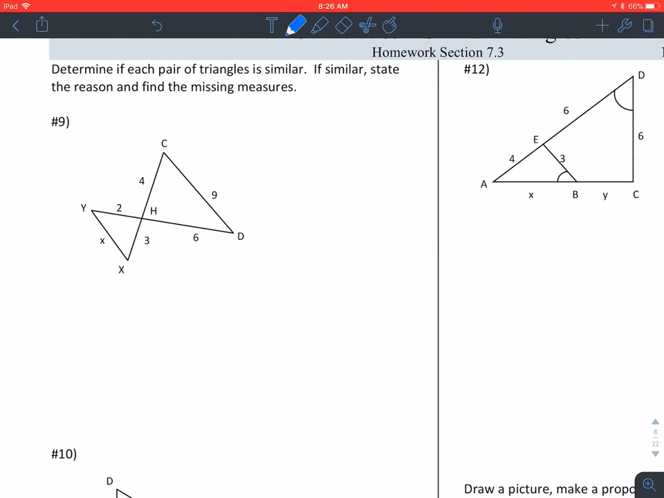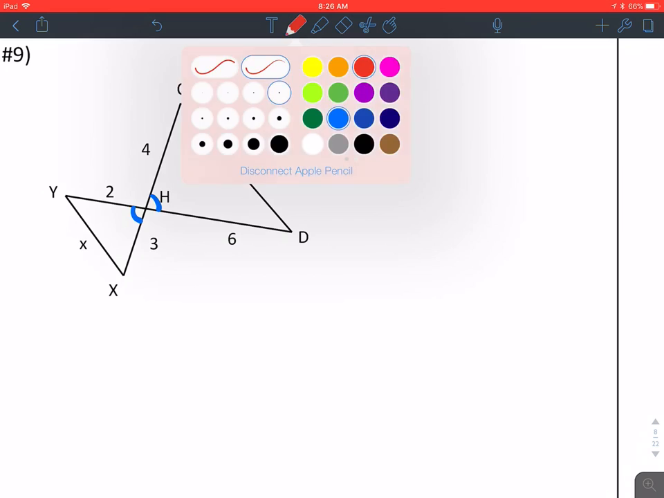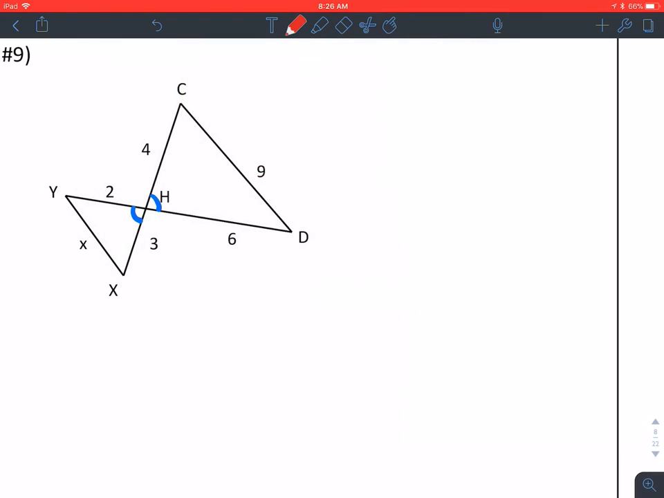9. Determine if each pair of triangles is similar. If it is similar, state the reason and find the missing measure. We've got to determine something, state something, and find something. There are 3 things we're supposed to do. Right away I notice we have vertical angles. They're congruent. There's no way for me to know anything else about these other angles, because we don't have parallel lines or anything.